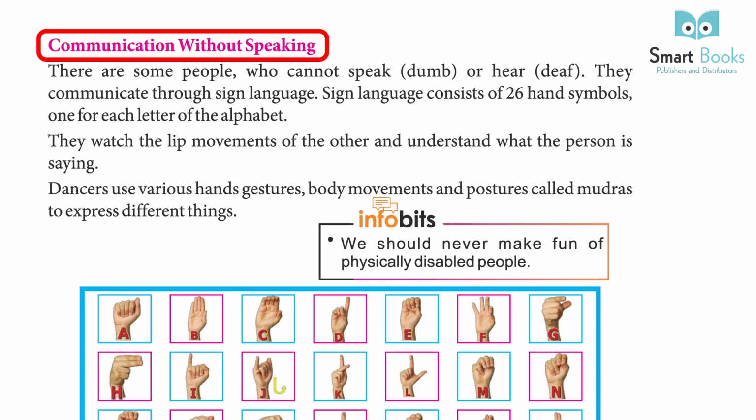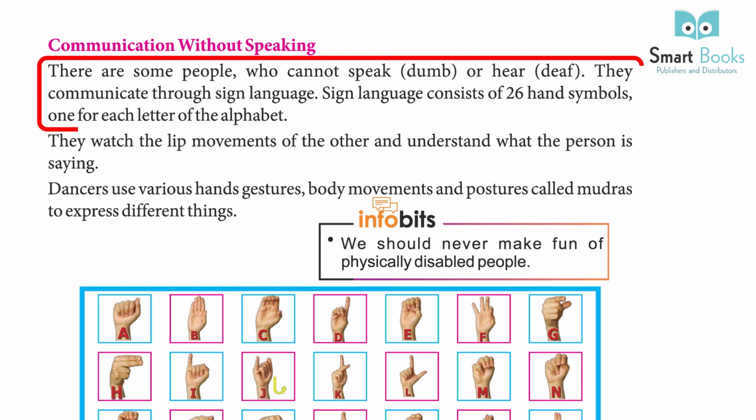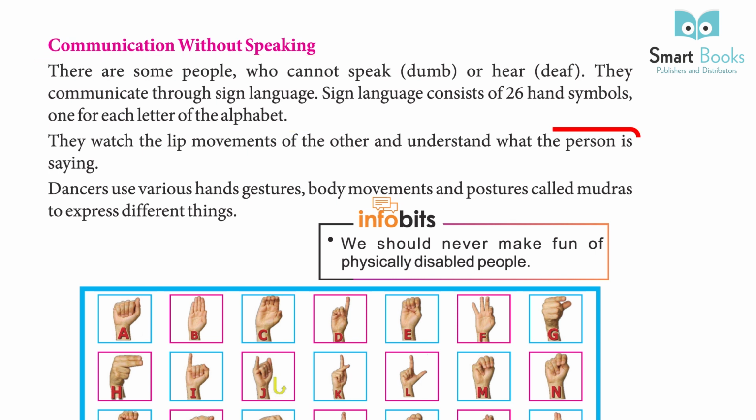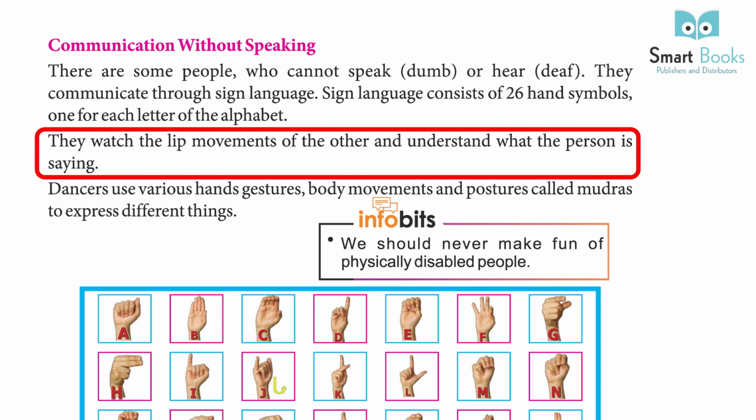Communication without speaking. There are some people who cannot speak, the dumb, or cannot hear, the deaf. They communicate through sign language. Sign language consists of 26 hand symbols, one for each letter of the alphabet. They watch the lip movements of the other and understand what the person is saying.